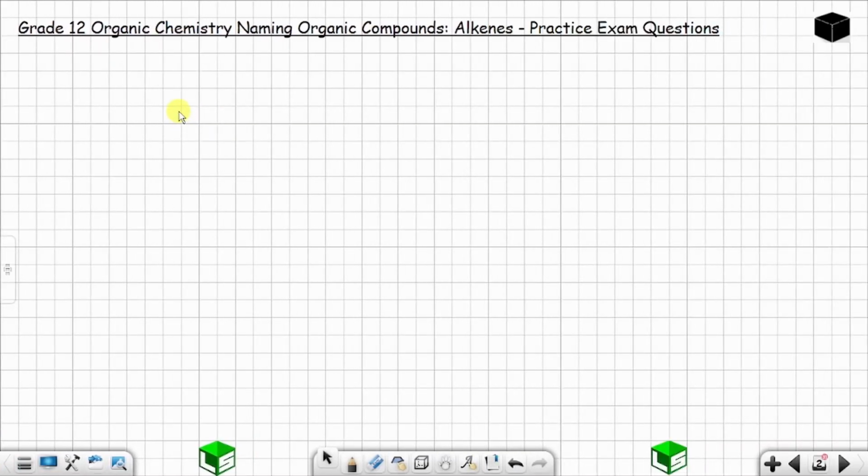Okay guys, let's see how we can name the following alkenes. I have 3 questions for you to practice on naming alkenes. Okay, the first question is this one.